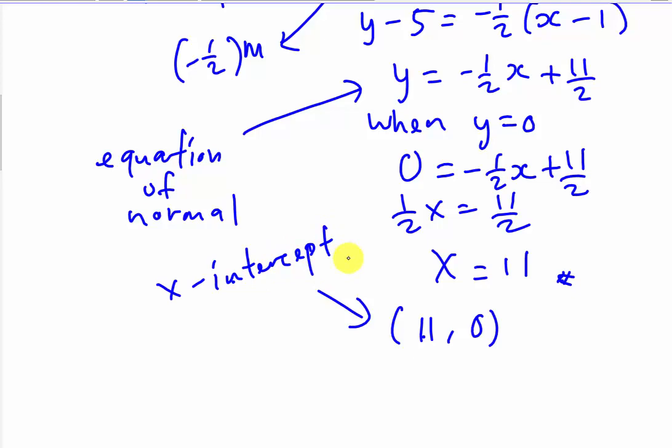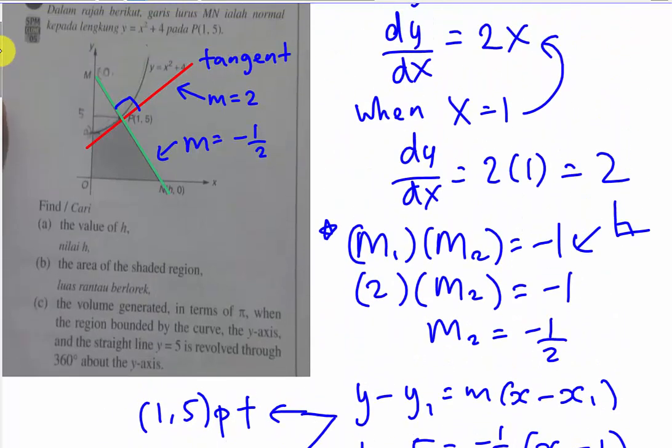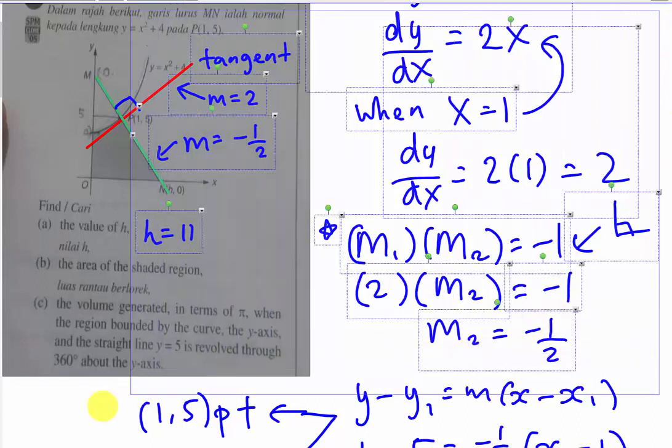Alright, it's 11, 0. So if this one is 11, 0, obviously I know the h value is 11. So the first one is solved. H value equals to 11. Okay, it's not really hard, but you have to understand this, of course. Alright, I'm going to erase most of it, and then we continue to part B.